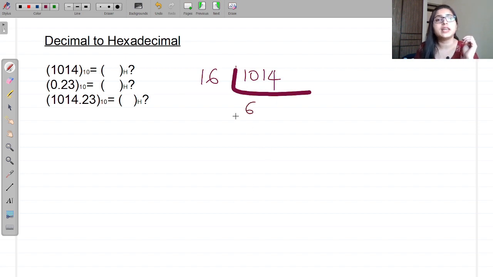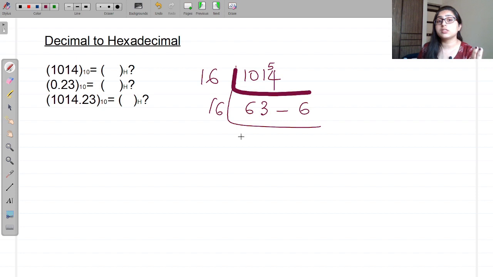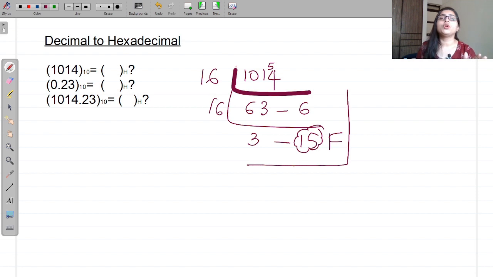You can write 16 sixes are 96. Here it is 54. 16 fours are 64, no, 16 threes are 48. Remainder is 6. Once again take 16. 16 fours are 64, not possible. 16 threes are 48, and 15 is the remainder. So this 15 I can represent as F in hexadecimal. So this will be 3FE. And here you know you are going to follow the bottom to top approach when you are dividing. So that will be 3FEH.